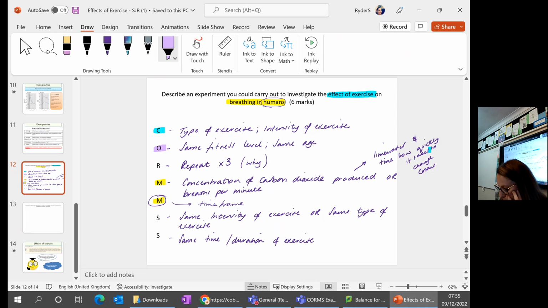Okay. So that is a rough plan for how you would do a CORMS question, but I can't get marks for writing it like this.